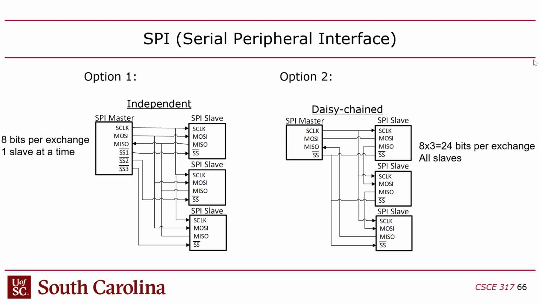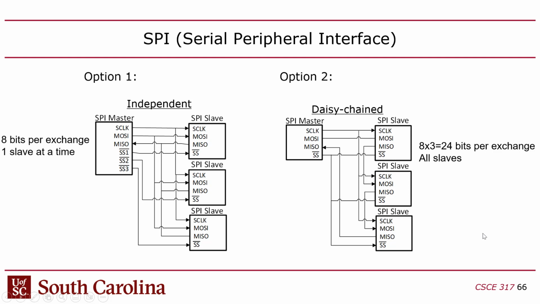One option, and I'll start with option 2 on the right, is to use daisy chaining, which is where the slaves are connected in a way where the master sends its MOSI out to the MOSI on the first slave, but instead of the MISO on the first slave just going back to the MISO on the master, the MISO is connected to the MOSI on the next slave in line. So you have basically a chain where, in other words, the first slave acts like the master of the second slave, and the second slave acts like the master of the third slave, and then the third slave acts like the top level slave to the master.